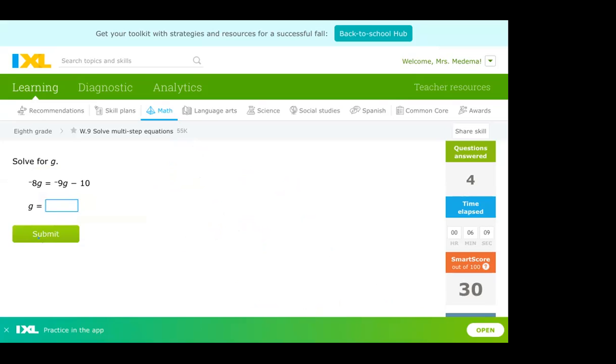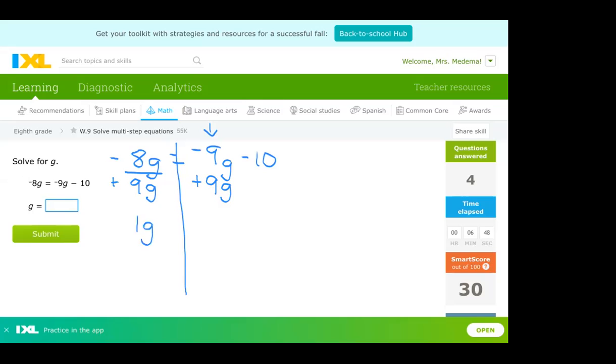All right, we have a negative 8g equals negative 9g minus 10. I'm going to draw my fence. So this time, instead of moving a number, I'm moving a number with the letters. So since g is over here by itself, I'm going to move this one. So opposite of negative is to add. And so since I have a negative and a positive, I will subtract them. I get 1g. The bigger number is positive, so my answer is positive, and I bring down what I haven't used.